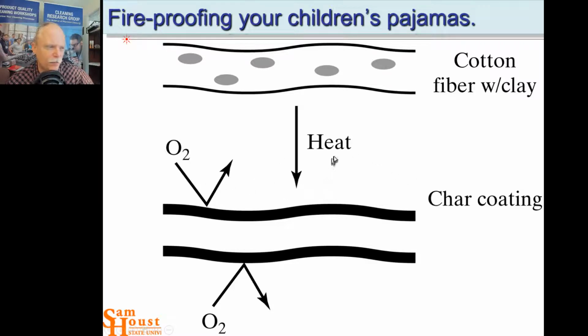So you may find, in forensic analysis, cotton fibers that have other constituents in them other than the dyes, and those constituents may be the fireproofing constituents.